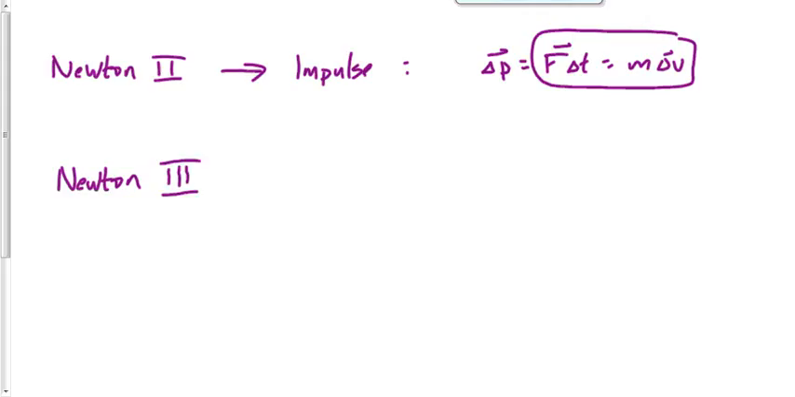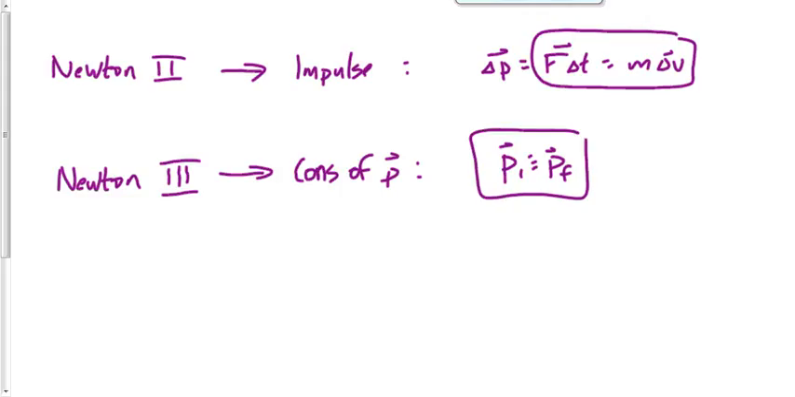Remember, Newton's third law says F12 is equal to negative F21. In other words, if object A applies a force on object B, B will apply an equal and opposite force on object A. Now, the way that manifests itself in an equation tailored in terms of momentum is this. We say Pi is equal to Pf. The total initial momentum is equal to the total final momentum if we have an isolated system.